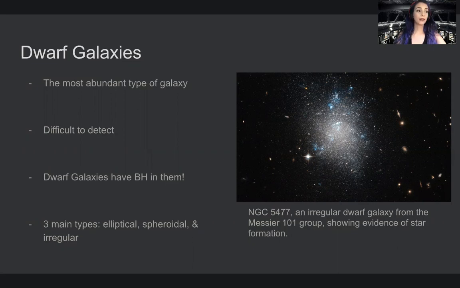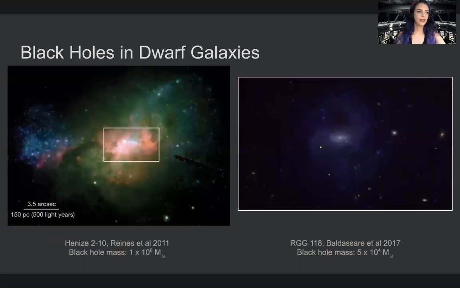Elliptical dwarf galaxies are elliptical in shape, contain very little or no gas, and have no evidence of recent star formation. Spheroidal dwarf galaxies tend to be much smaller than ellipticals, and as the name suggests, more spherical. Irregular dwarf galaxies contain substantial amounts of gas and dust with clear evidence for ongoing star formation. This image displays an example of an irregular dwarf galaxy, NGC 5477, from the Messier 101 group, showing evidence of star formation.